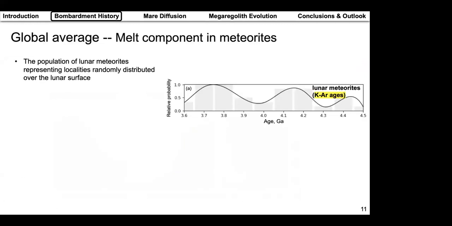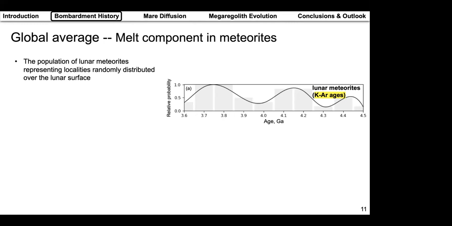First, the average compositions. Mentioning the average compositions, the first thing that occurs in my mind is meteorites, because lunar meteorites represent locations randomly distributed over the surface. So by analyzing the melt distribution in meteorites, we can get melt distributions comparable with the melt compositions predicted from the model.